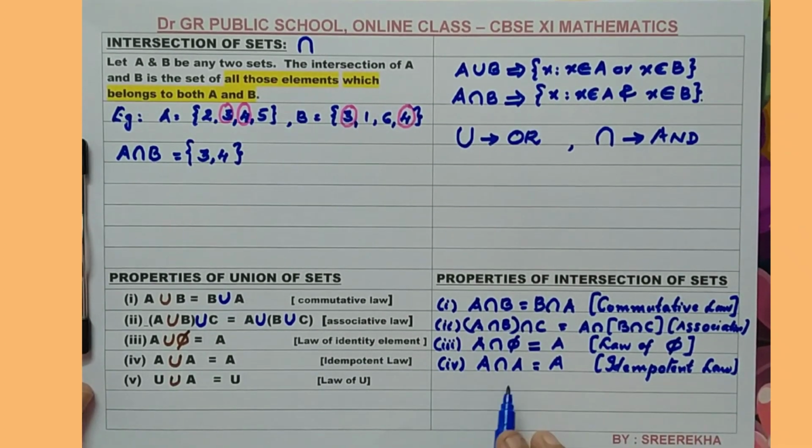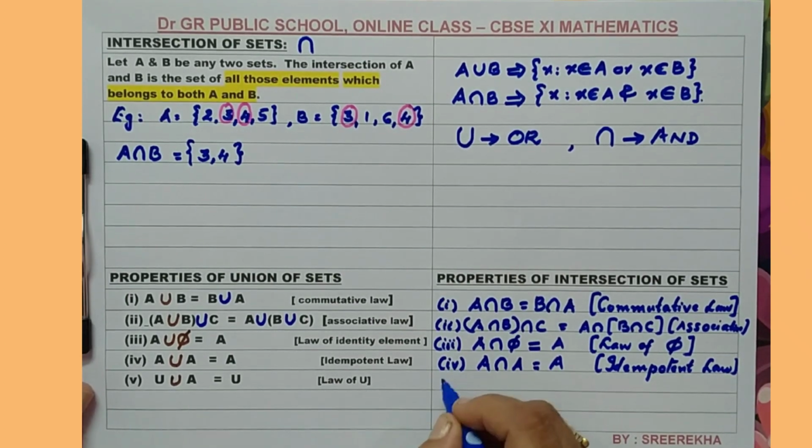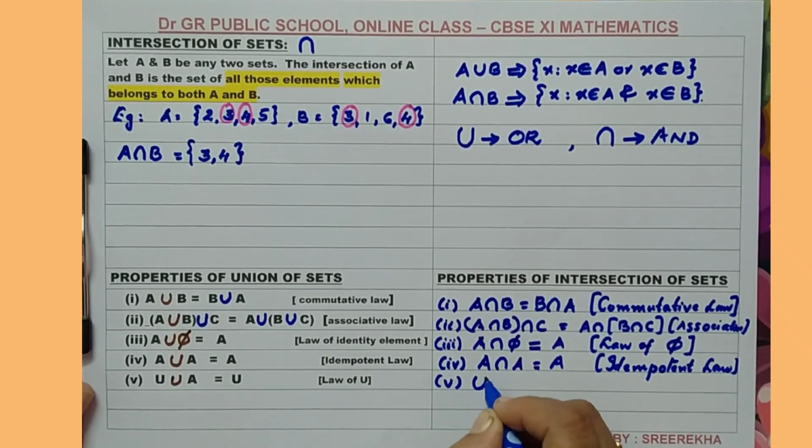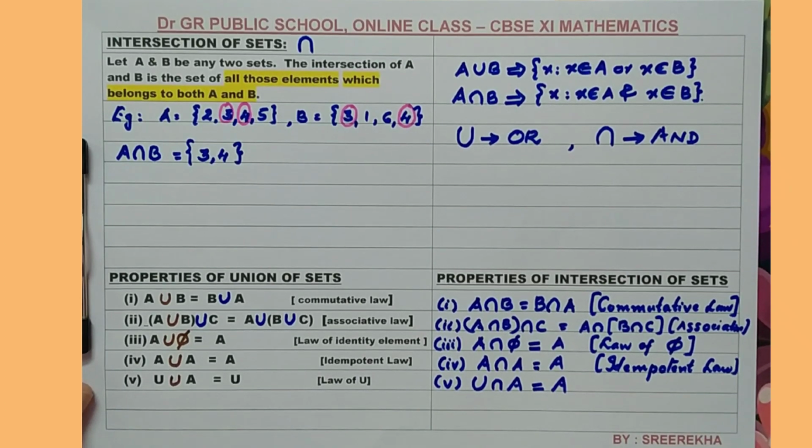So the first four properties seem to be the same, just changing the sign of union to intersection. But come to the last property, that is the law of universal set. For the fifth property, universal set intersection A is not equal to the universal set, it is A. Why? Because you know that intersection gives the elements which are in common. The universal set and A have common elements as the set A itself. That is, universal set intersection A equals A.